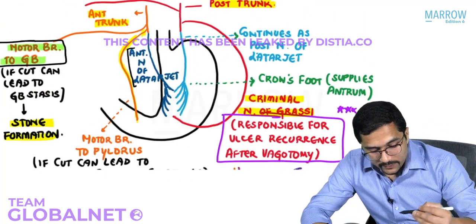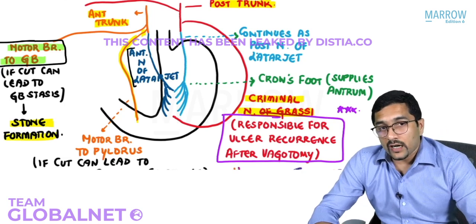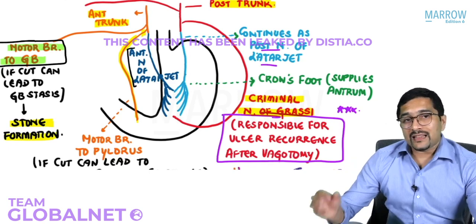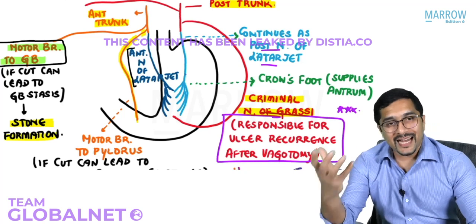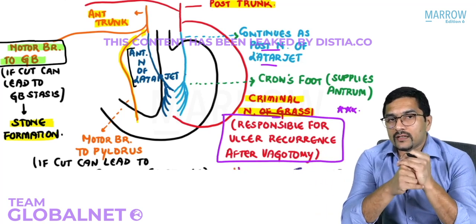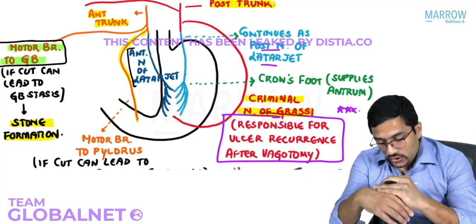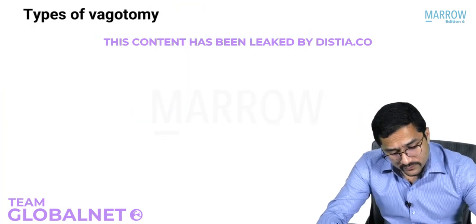Now, once this criminal nerve of Grassi has been given off, the posterior trunk continues down as the posterior nerve of Latarjet, this light blue one, and this also branches out into the crow's foot, which supplies the antrum. So these are the various branches of the vagus, and I've told you the clinical importance of some of these branches. Now, the types of vagotomy which are done.